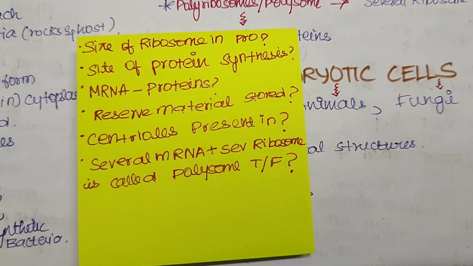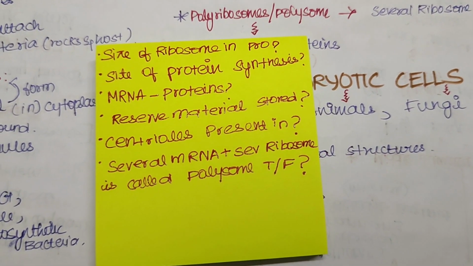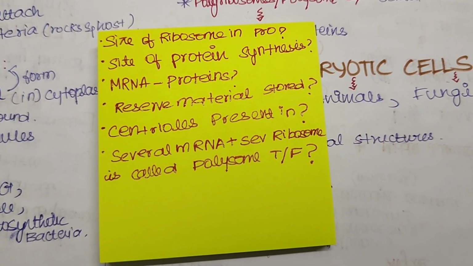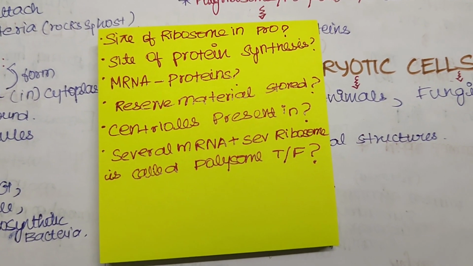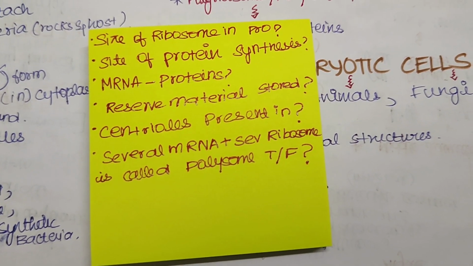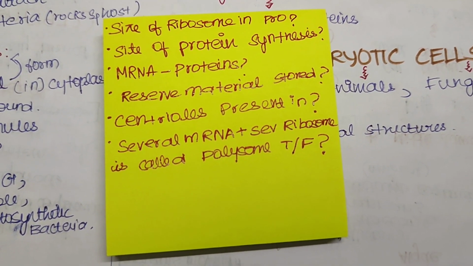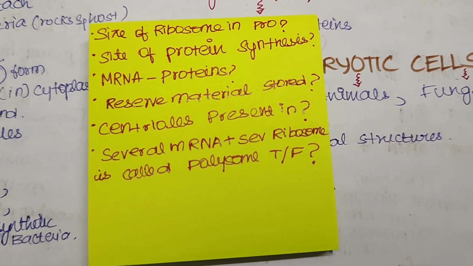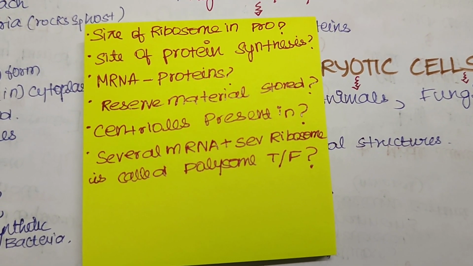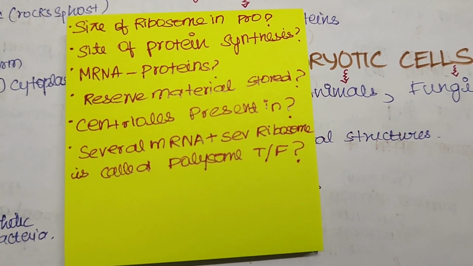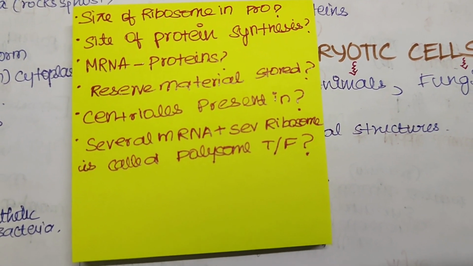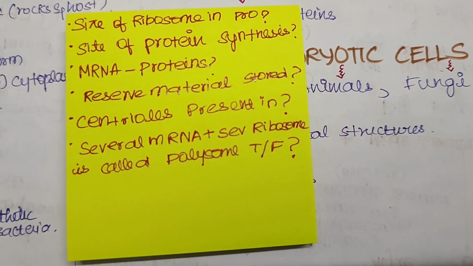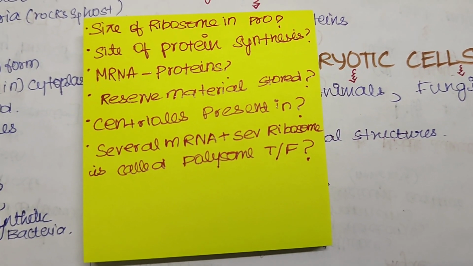So the questions will be, what is the size of ribosome present in the prokaryotic cells? Site of protein synthesis, which translates the mRNA into proteins. In cytoplasm, the reserve food materials are stored in the form of dash. So centrioles are present in plants or animals? Several mRNA plus several ribosomes is called polysome. Is it true or false? Now we'll move on to the next page.